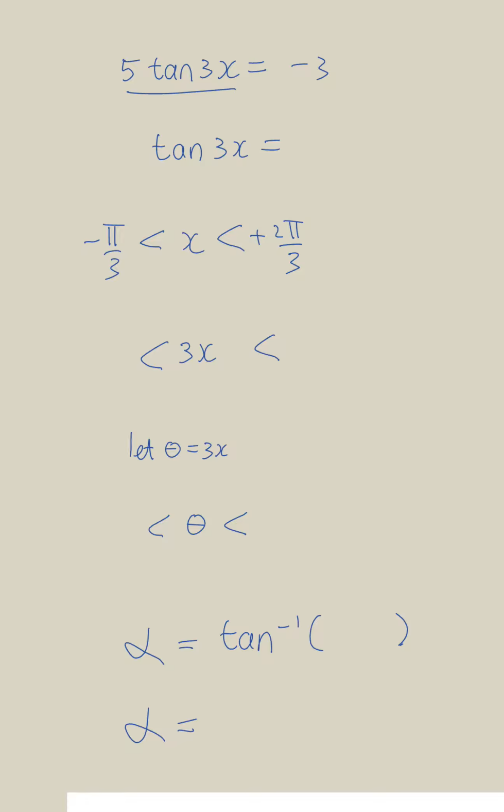5 tangent 3x is equal to negative 3. We need to make tangent 3x the subject. Very simple. You divide both sides by 5. Tangent 3x equals negative 3 over 5.